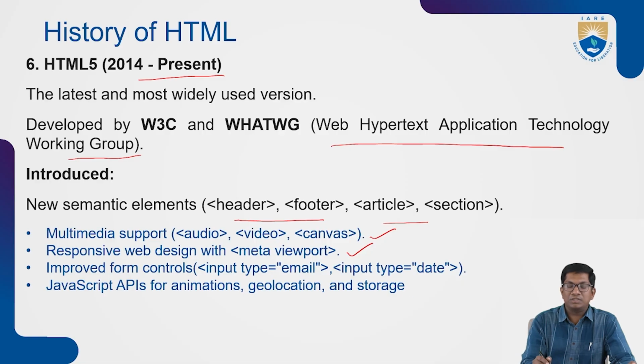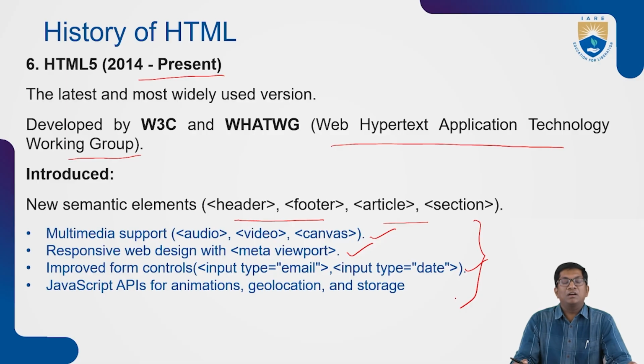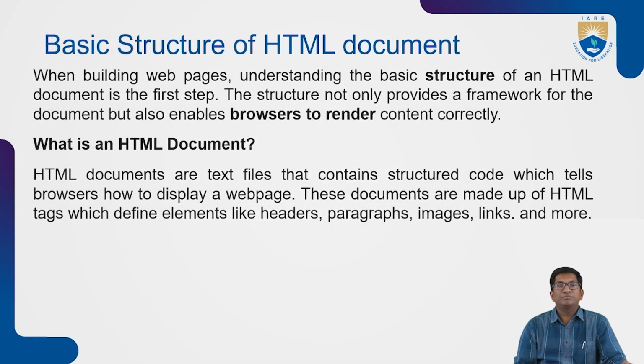Improved form controls: they introduced new input types, one is email, another one is date. JavaScript APIs for animations, geolocation, and storage. All these features are added in the HTML5 version. So nowadays it is very popular to use HTML5 for designing web pages. So this is the history of HTML.